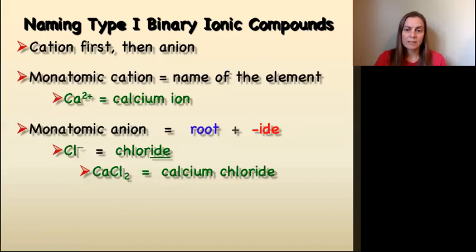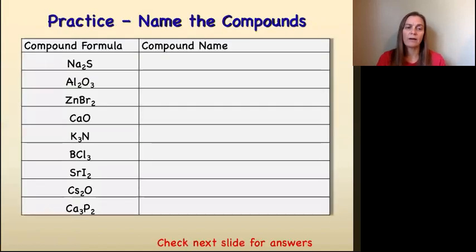So we're going to practice naming these compounds. So we have first Na2S. So we're going to name the cation, that's sodium. And then we're going to name the anion. And because this is sulfur, we're going to drop the ending and add IDE. So this becomes sulfide. So this is sodium sulfide. For the second one, we're going to name the metal, the cation, aluminum, and then we're going to name the anion, changing its ending to "ide," so it becomes oxide. So this is aluminum oxide.